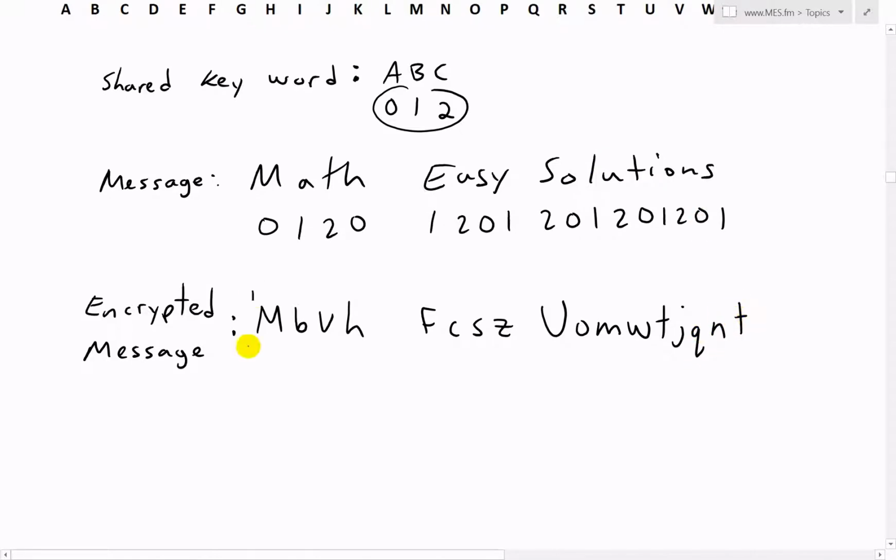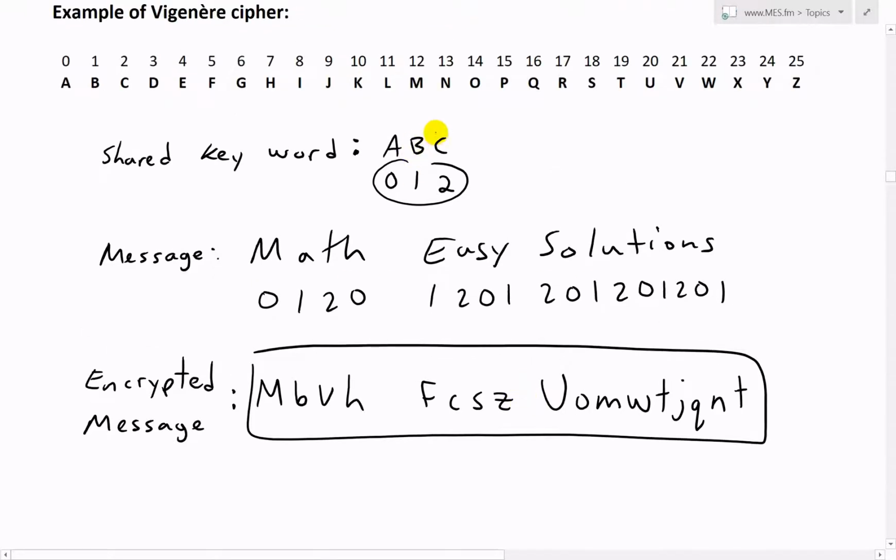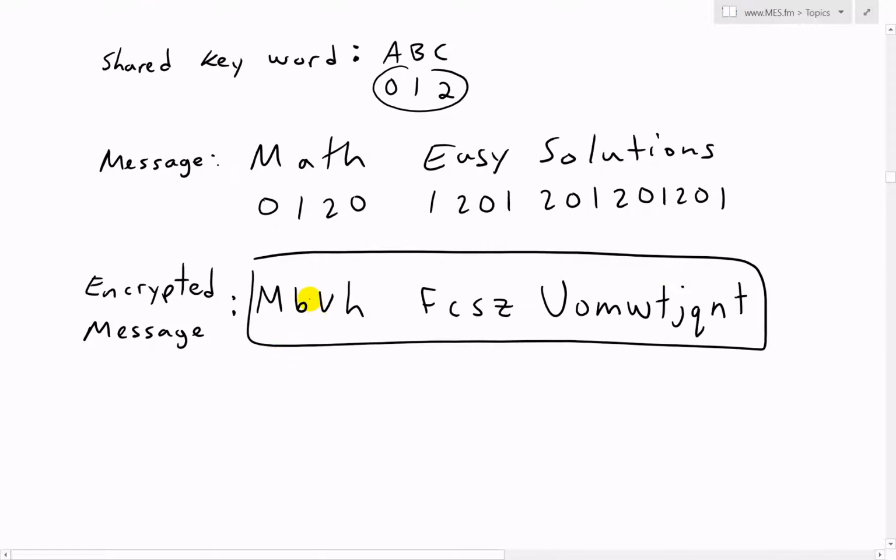So there is our encrypted message, and only a person who knows the secret shared keyword can shift this back. They could just put 0, 1, 2 again if they know that combo, and then shift this in the other direction, 0, 1, 2, and so on, and then shift it this way.